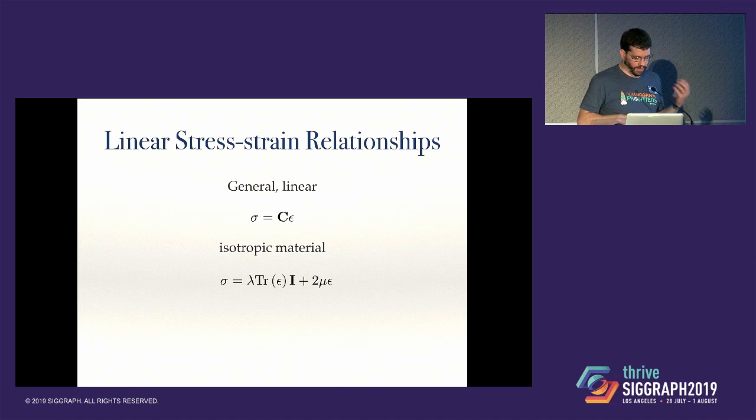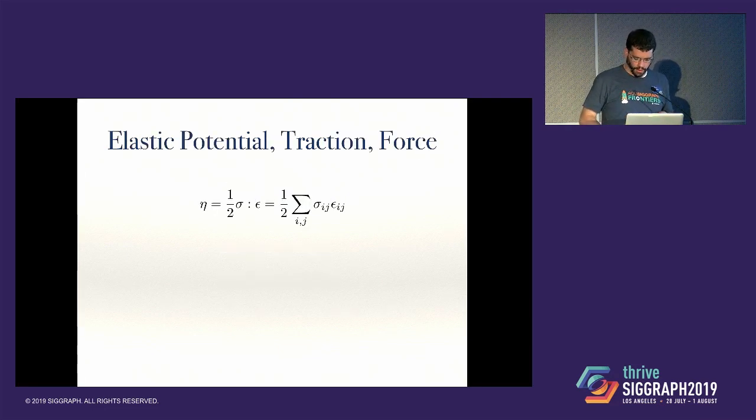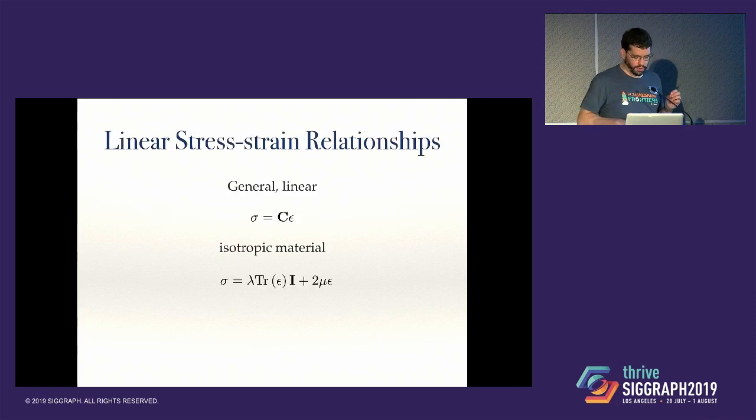But you get something that looks like this, where lambda is multiplying the trace of epsilon, which is just the sum of the diagonal, multiplied by the identity, and then we have 2 mu times epsilon, which is just some constant times the strain. I'll go back and say one more thing. The first term, the lambda term, is actually trying to penalize changes in volume. The trace of epsilon is, to a first approximation, how much the volume has changed, whereas the second term is penalizing all deformation.